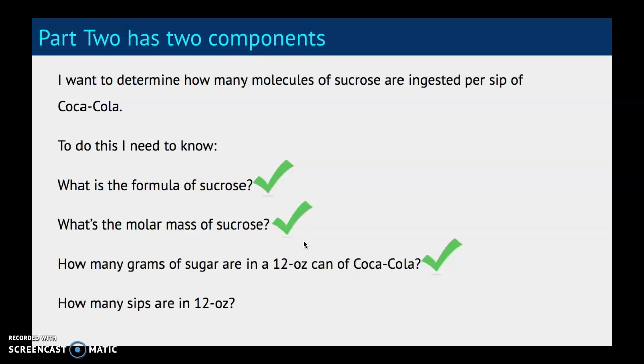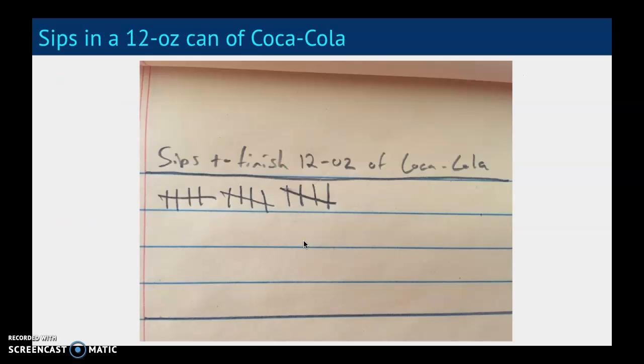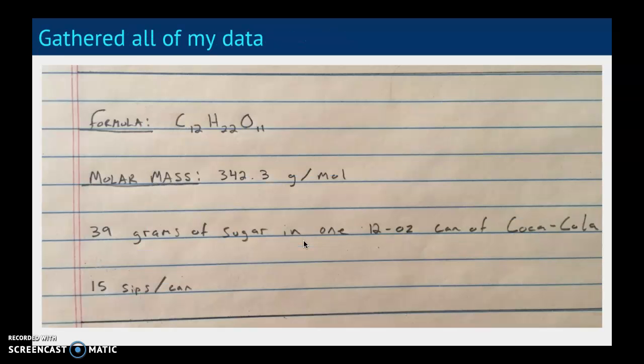Now what we really need to do is figure out how many sips are in 12 ounces. Well, that's pretty easy. Get 12 ounces, or a can of Coca-Cola, and count how many sips it takes you to finish. For me, it took 15. For you, maybe it took 20, maybe 8. You have to count that and determine that number experimentally. For me, that was 15, and there can definitely be some variance depending on how much you sip. There's no direct answer to that. So I've got 15 sips per can. This is now my information just listed out so I can work with it a little bit easier.